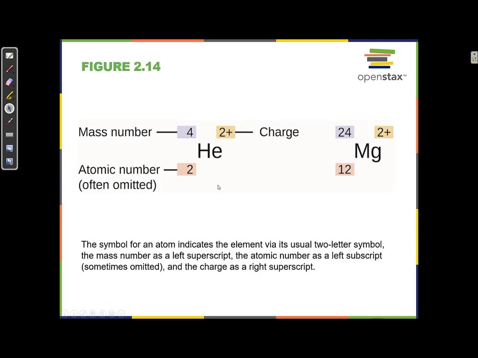All right, so here again, isotopic notation. Mass number, number of protons plus neutrons. Atomic number, number of protons only. And up here, as a superscript on the right, the charge, which is the protons minus the electrons.